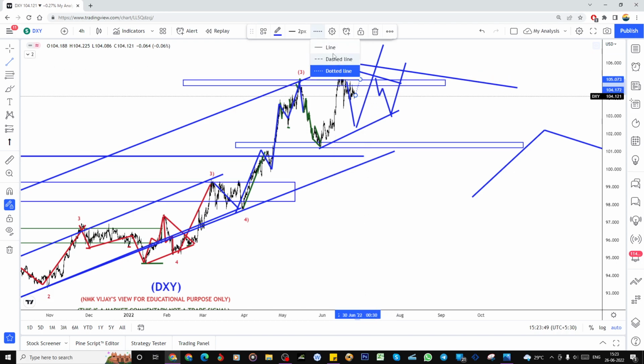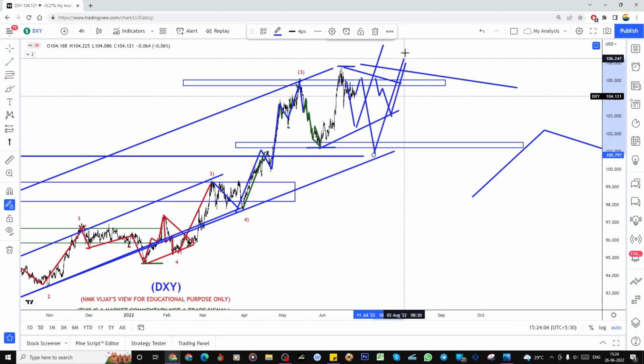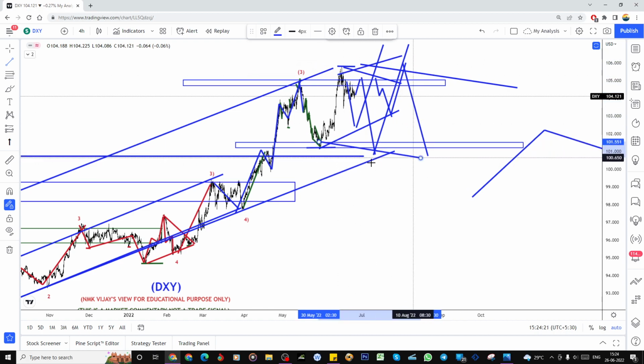One second, I will change the settings. Yeah, it can do like this. This could be the A, B and C. It can break this low, take all the stop losses, and from here it can bounce. So that is called an expanded flat, and we are expecting like this. Sometimes A, B, C, D, and from here it can come to the downside. So that could be the expanded triangle. So the market can do a lot of structures, but we have to keep our positions ready in the buy.